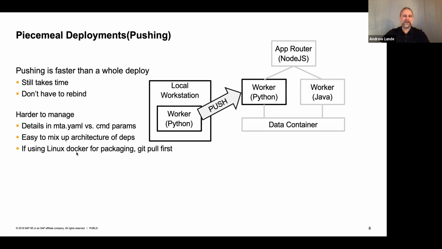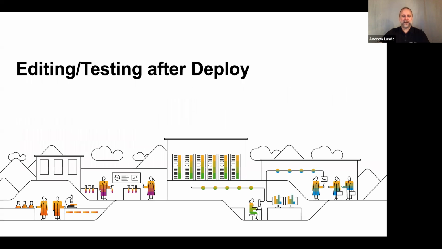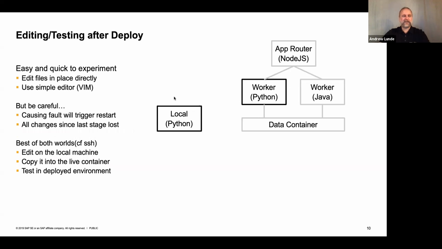One of the ways I use to get around this is to use a Linux Docker module to actually emulate Linux locally. That way I can be sure, and then do all my building and packaging there. That way I'm sure I get the exact same architecture as the end result. All right, so what else can we do? There's what we call editing and testing after deploy. In this scenario, here we have our local Python code.